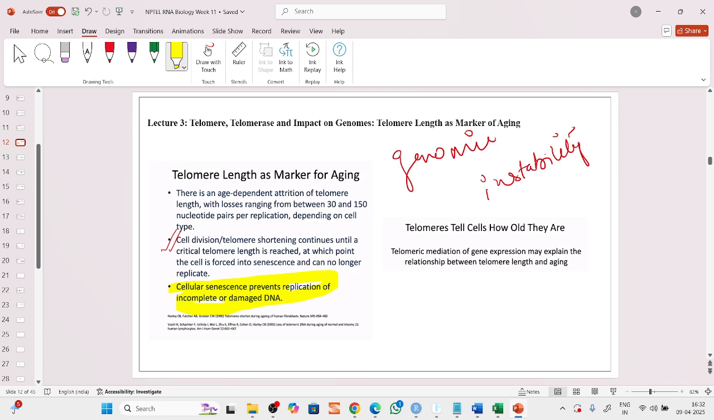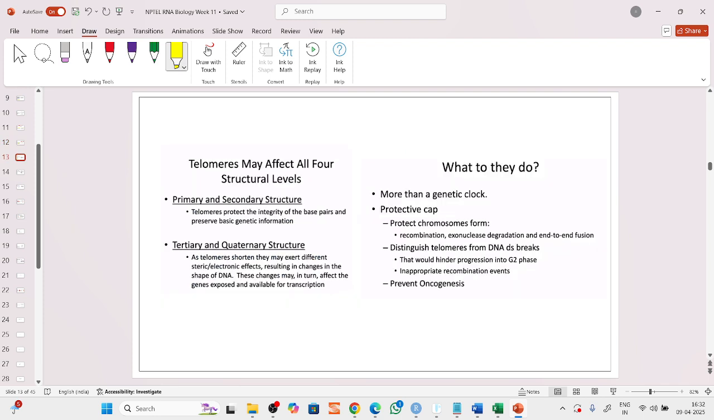Telomeric mediation of gene expression may explain the relationship between telomere length and aging. That means that if the telomeres are of substantial length, the cell has not aged much. If the telomeres are very short, that means that the cell has aged.